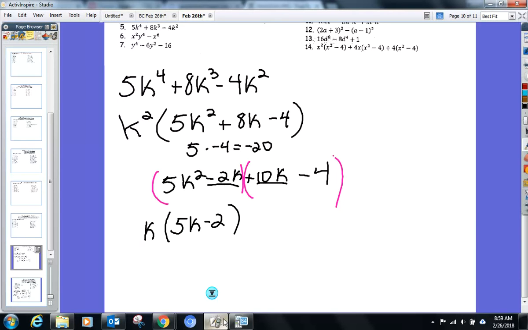-2? Because remember, I don't want that negative sign to change. And if I take out a -2, it'll change the positive. So take out a +2. What's left? Yep.